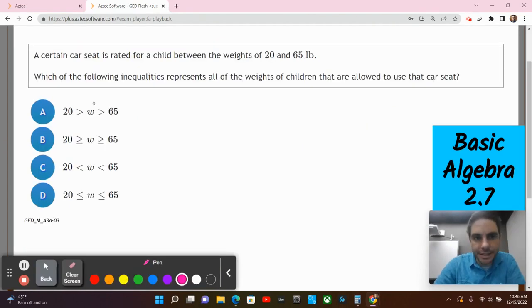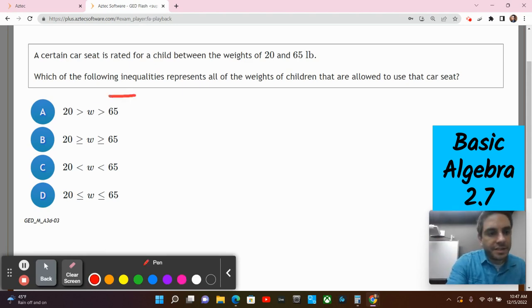A certain car seat is rated for a child between the weights of 20 and 65 pounds. Which of the following inequalities represents all the weights of children that are allowed to use that car seat? Okay, so rated just means that it's safe for all children between 20 pounds and 65 pounds. But it also includes the 20 exactly and 65 exactly.